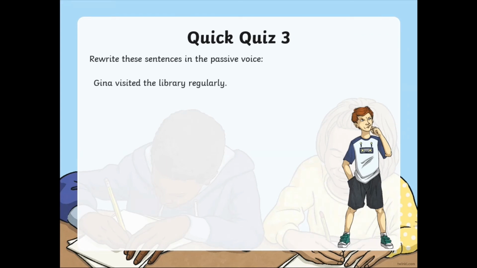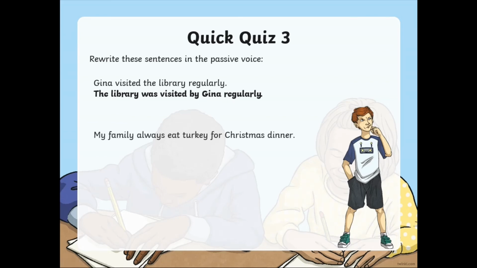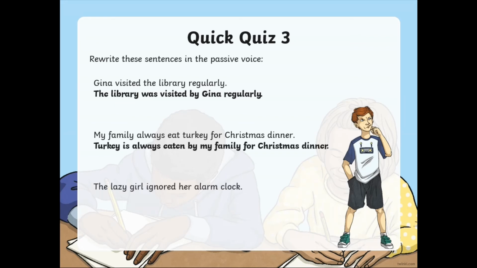And the final part of this. Can you rewrite this sentence into the passive voice? Gina visited the library regularly. That would become, the library was visited by Gina regularly. Notice that was, were, and at the end, we've got the by and then who performed it. My family always eats turkey for Christmas dinner. Turkey is always eaten by my family for Christmas dinner. The lazy girl ignored her alarm clock. The alarm clock was ignored by the lazy girl.